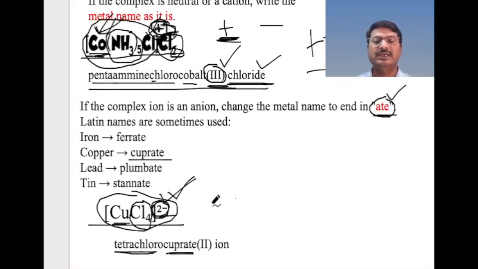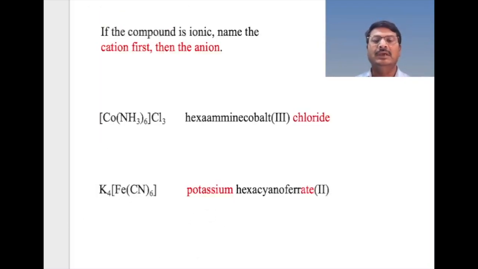And the oxidation state of the copper is +2. You write that in brackets, (II), and then ion. Why do you write ion? It does not have any counter ions, that's why you write it as ion. Tetrachlorocuprate(II) ion. So this is the name of this compound.